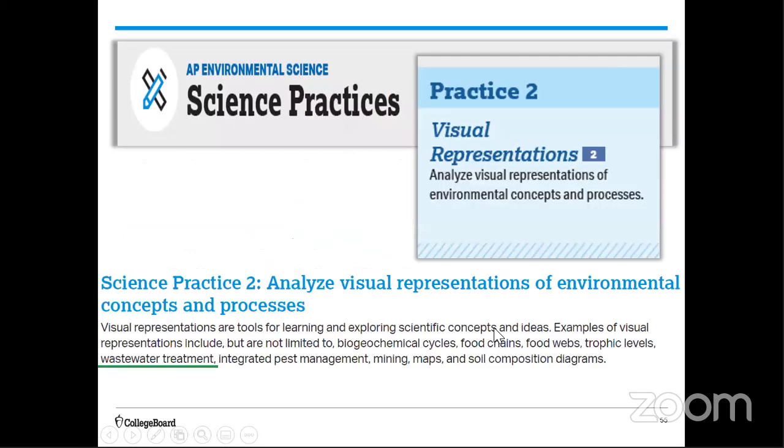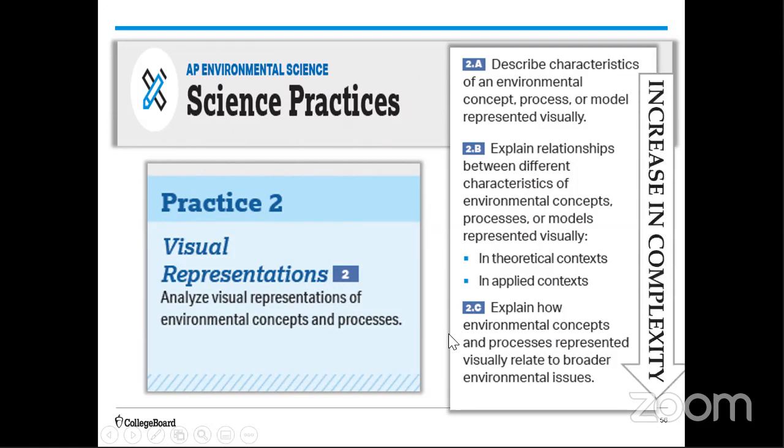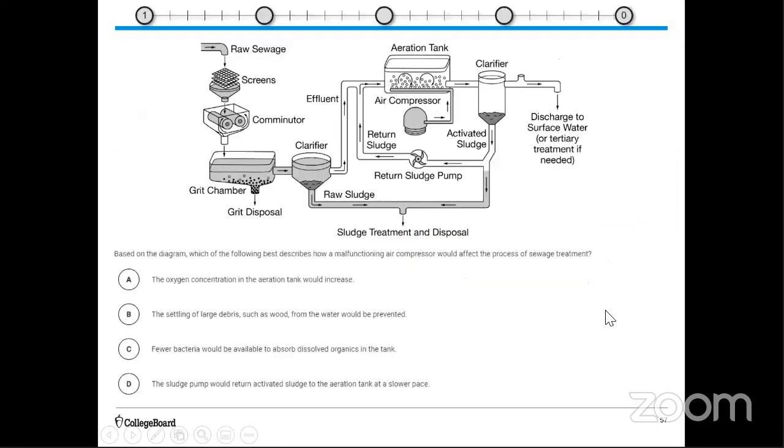So let's go back to our visual representation skill. Remember that in the description we read the other day, wastewater treatment was one of the things explicitly mentioned in this skill. And just as a reminder, this skill really asks you to look at the pieces and parts of a visual model, then go into how they are related, and then finally, what does that model tell you? So it's going to go from simple to more complex. Here's a visual model of a wastewater treatment plant. Take 30 seconds and answer this question.